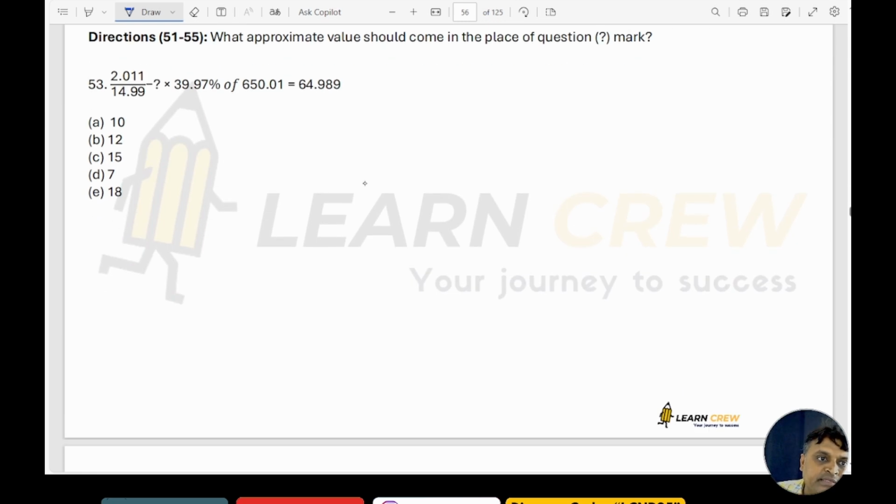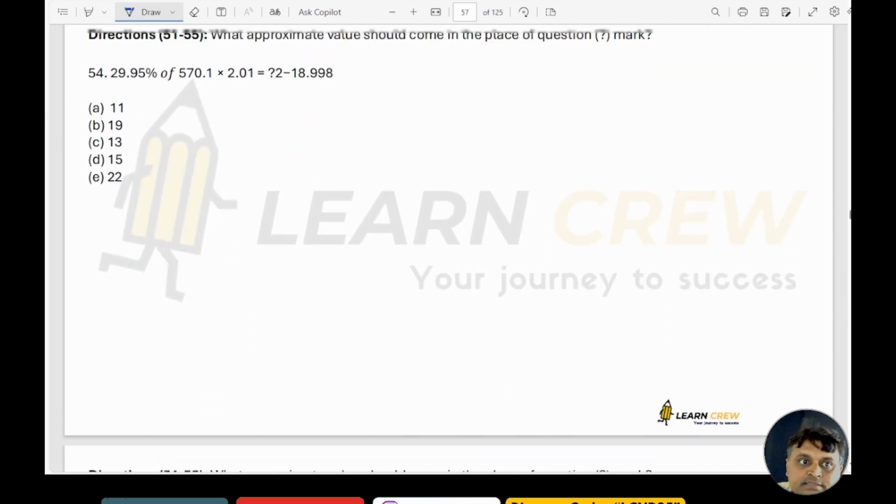Next, 40% means 2/5 of 650, which is equal to 65. So 65 is 10 times, 5 is 2 times. So 2 into 2 into 2 is 8. So the question mark has to be 7.